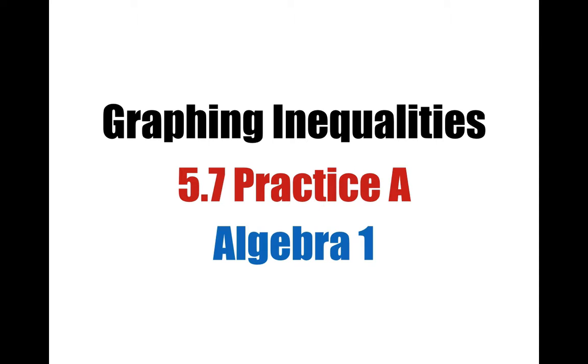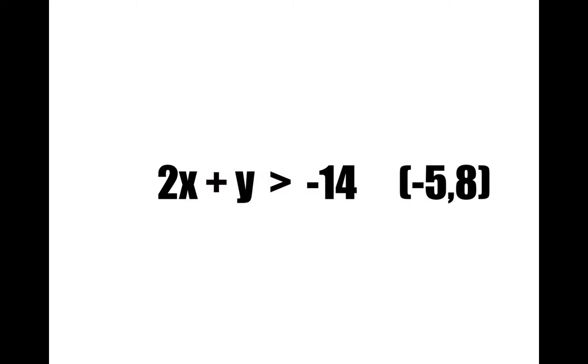I'm going to be working out one of the problems here and going a little bit more in depth into what they're asking. So in this worksheet, you're given the inequality 2x plus y is greater than negative 14, and then you're given a coordinate point, negative 5, 8. And you're being asked to determine whether this point is a possible solution for this inequality or not.